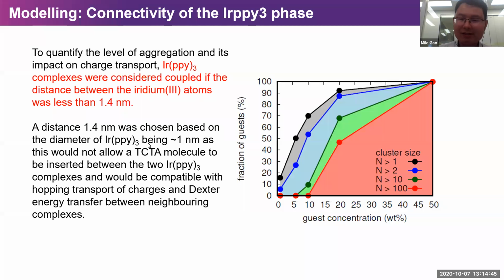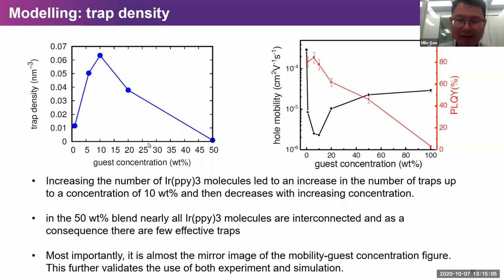So this can explain why the 50% film has a pretty similar mobility to a neat RP film, because they all transport through the RP film. And as discussed earlier, the relative energy levels of RP and TCTA mean that RP can act as a trap for holes. So here, still based on that cutoff distance and the quantity of isolated RP molecules, we plot this trap density versus guest concentration figure.